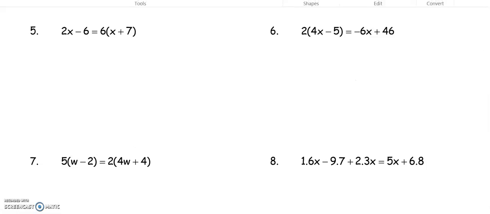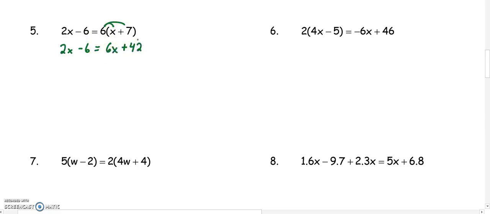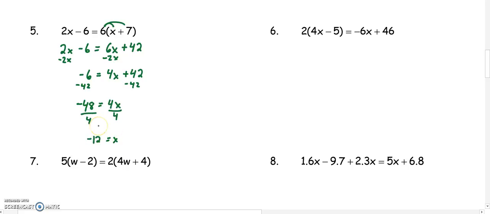Number 5, before I can start moving my variable over, I notice that there's parentheses that I need to get rid of. So I'm going to distribute the 6 into both terms in the parentheses. 2x minus 6 equals 6x plus 42. So 2x is a smaller term, so we're going to subtract 2x from both sides. Negative 6 equals 4x plus 42. My next step is to subtract 42 from both sides. Negative 48 equals 4x, and then divide by 4 on both sides. So negative 12 is equal to x.